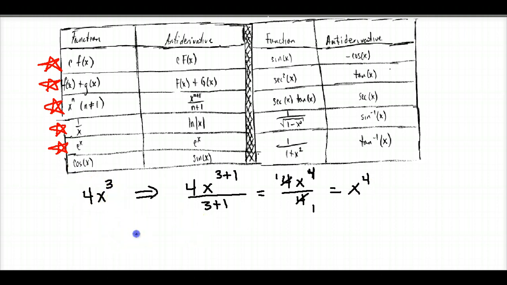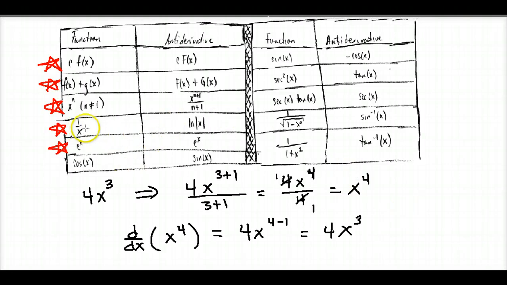And this makes sense because if we took the derivative of x to the 4th, we know that what we would get is just 4x cubed. So you can see why we call it the antiderivative now.